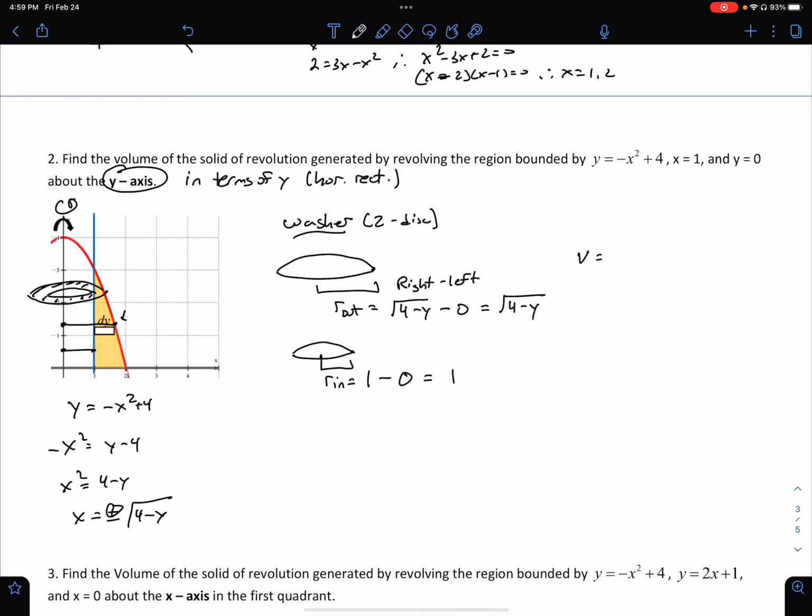If I set up my volume, really quick and easy, pi, we know what's going to happen. We're going to get the radius of the outside squared minus the radius of the inside squared. And don't forget your dy, the thickness of each one of those. Get the bounds. Where do they meet? We want to know where y equals negative x squared plus 4 equals 1. That's what we want to find out. Where does it equal 1?